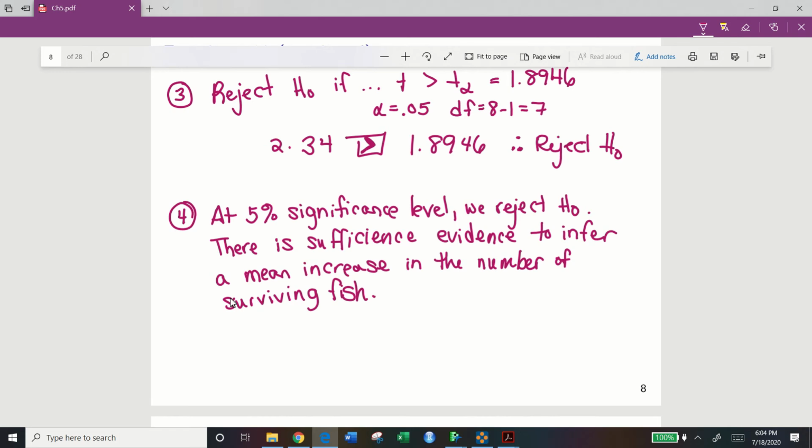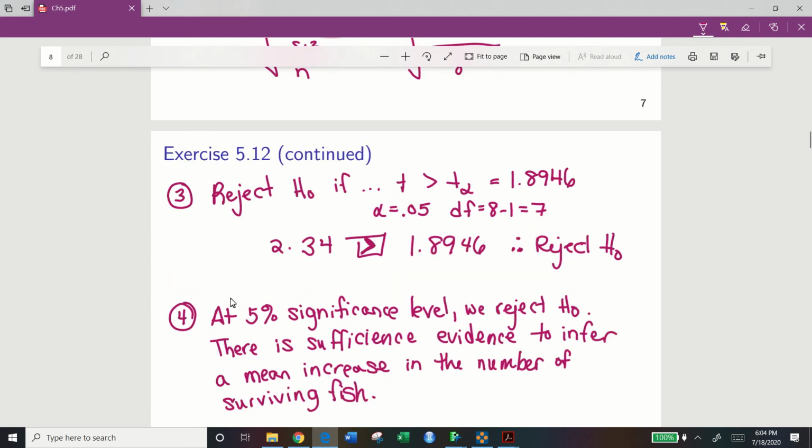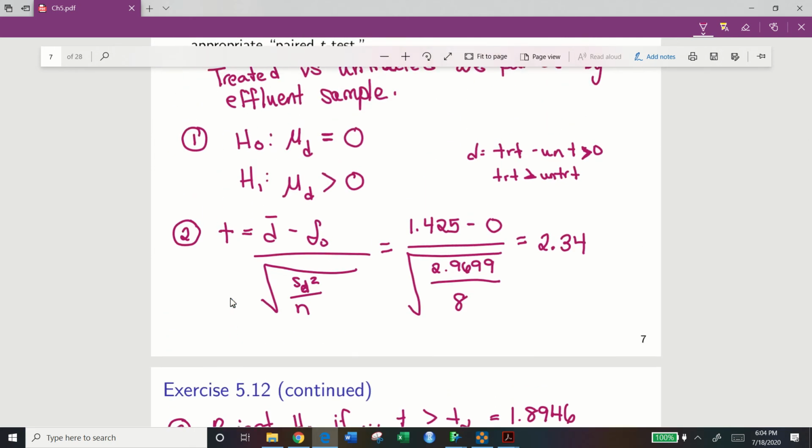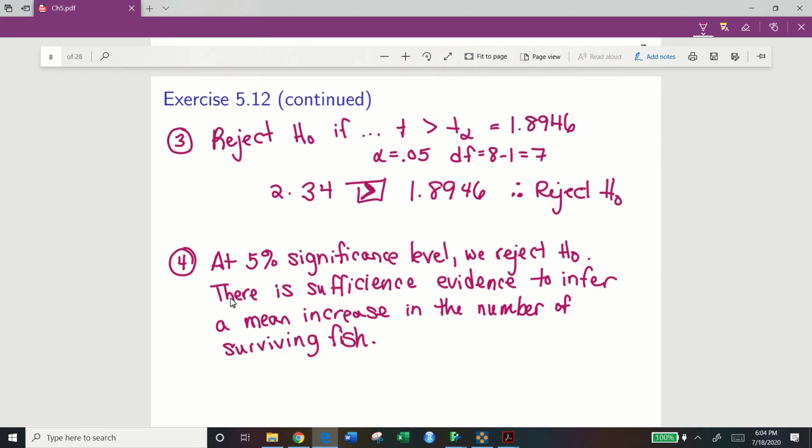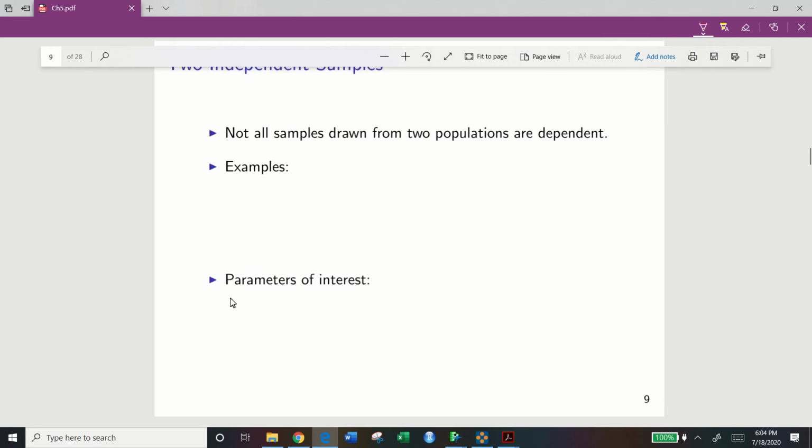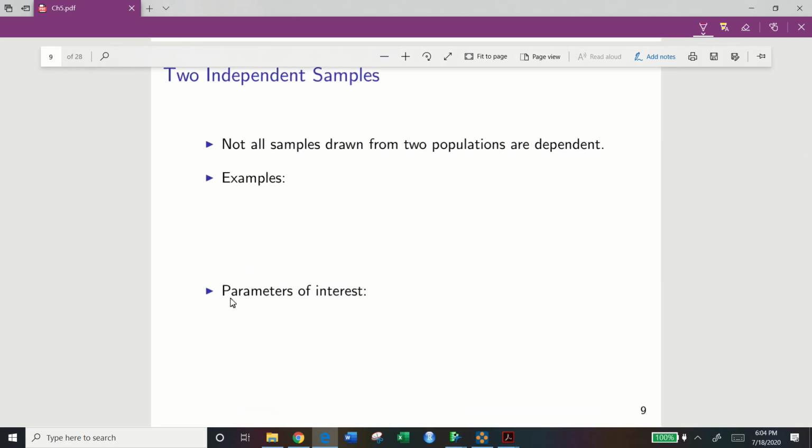Very good. Okay, so that brings us to the end of this problem. Just to review, we did our 4 steps for our hypothesis testing. We stated our hypothesis, we calculated our test statistic, we made our decision and stated our conclusion. And that brings us to the end of really what I wanted to talk about as far as the dependent samples go. Now we can start talking about the 2 independent samples.